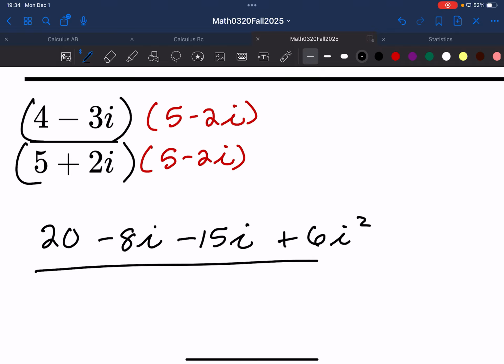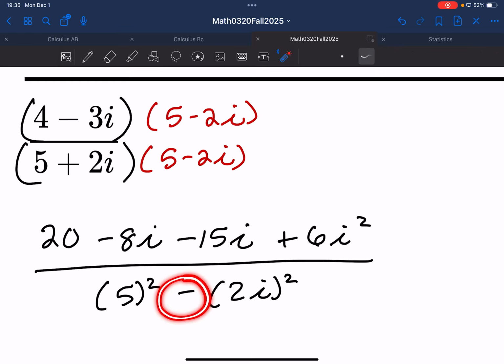And I would do the same thing on the denominator, FOIL again. But this time when I FOIL, what I'm going to notice is my middle terms are going to cancel. So really all I have to do is 5 squared minus 2i squared. Exactly how I did with the radicals. Very important that this is always minus, no matter what. No matter if our conjugate is positive, always minus. Because when we FOIL it, we're doing a positive times a negative, which gives us a negative.